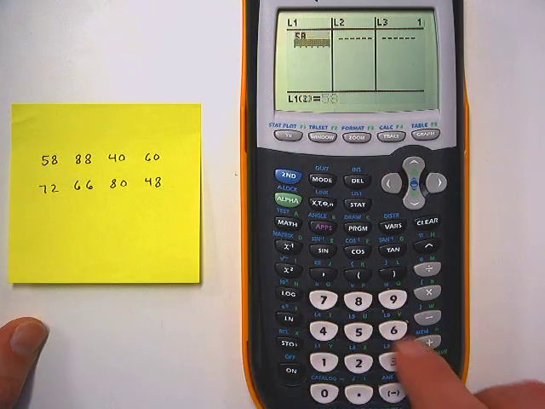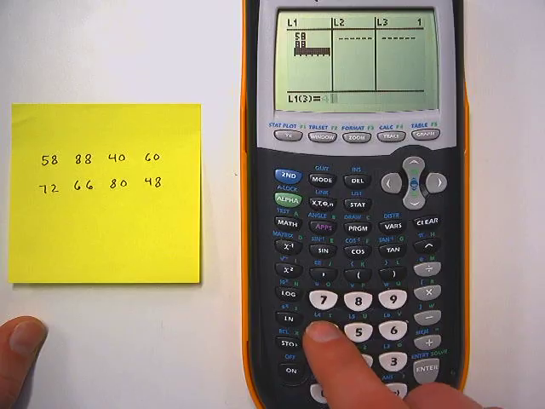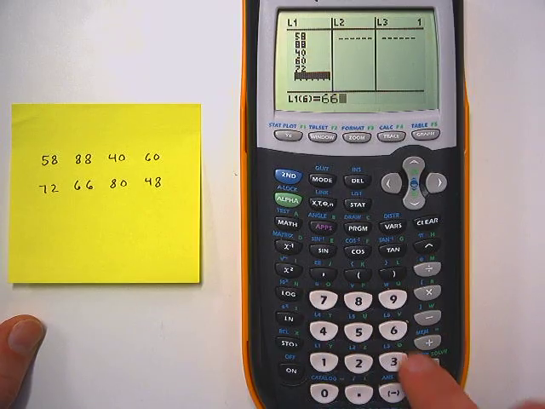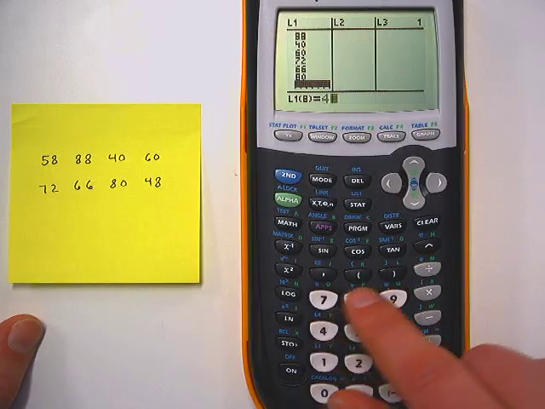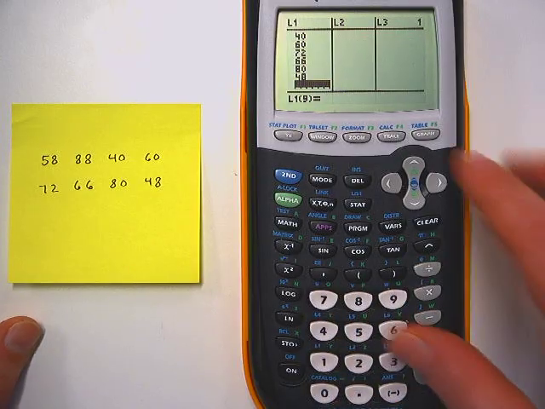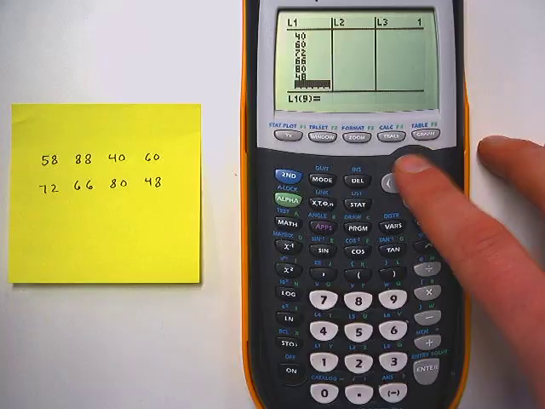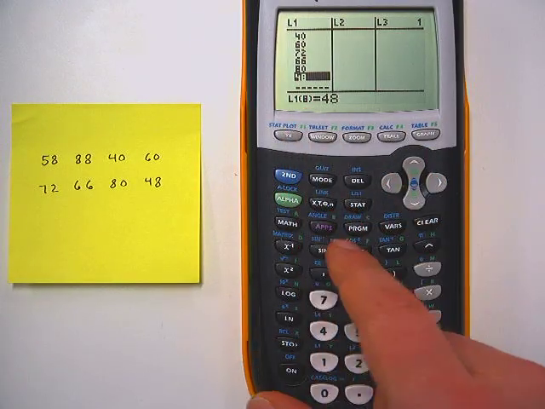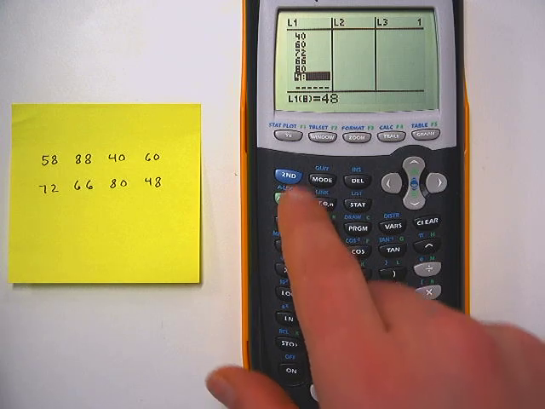So I'm going to enter these 8 numbers here: 58, 88, 40, 60, 72, 66, 80, 48. All right. You can tell I entered all 8 by highlighting the last one. It says L1 parentheses 8. So that means that's the 8th term in that set.